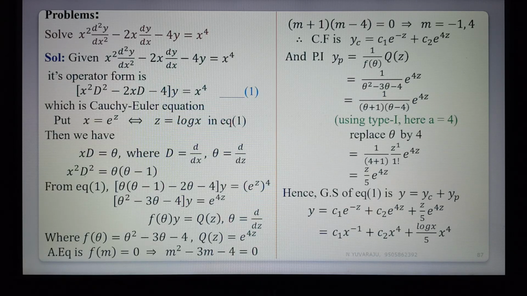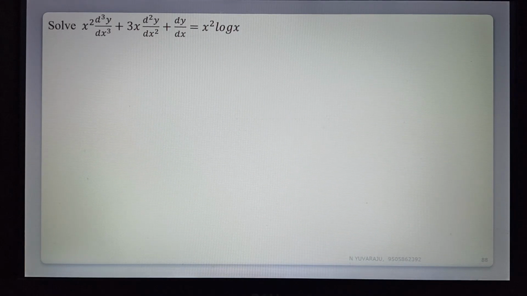Okay, see the next example here. See the second example here.